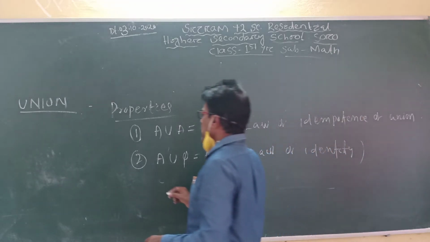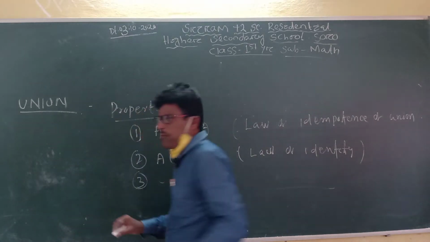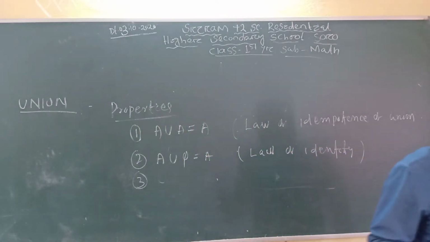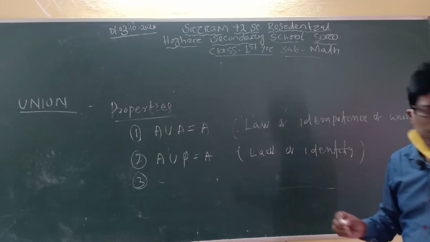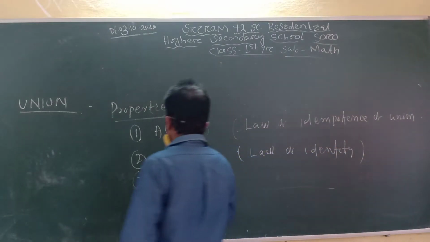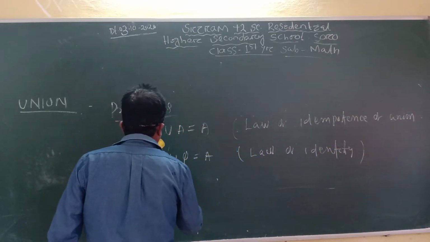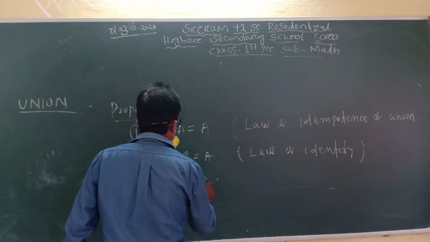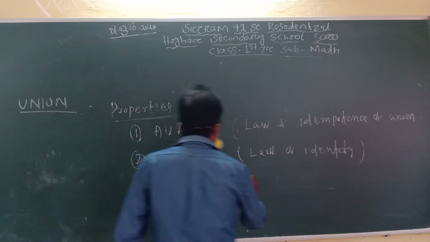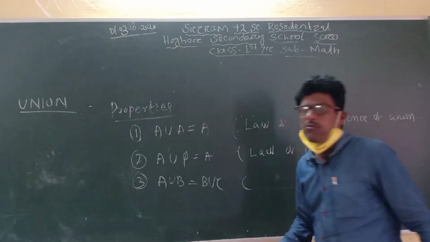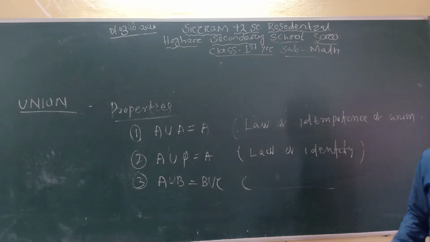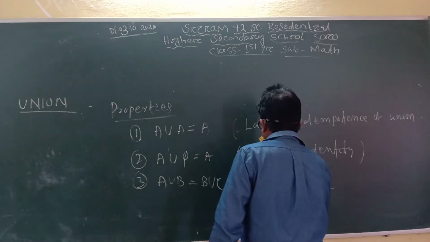The third property is that A union B is equal to B union A. That is called the law of commutativity of union. It is called the commutative property.